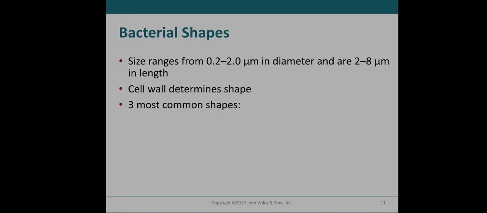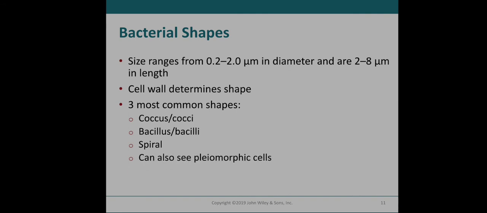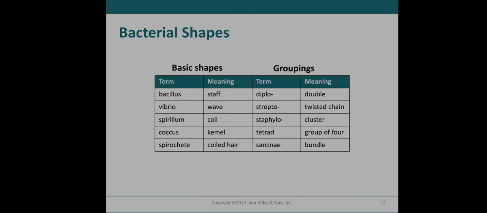Three of the most common shapes are the coccus or cocci, the bacillus or the plural bacilli, and then the spiral shapes. We also have pleomorphic cells, which are cells that have irregular shapes. Here are the meanings behind those names in bacterial shapes. When we talk about bacillus, we are talking about the rods. They're elongated, somewhat like hot dogs.